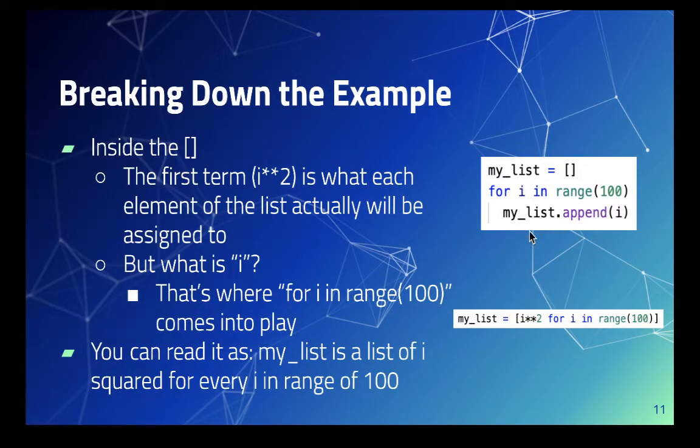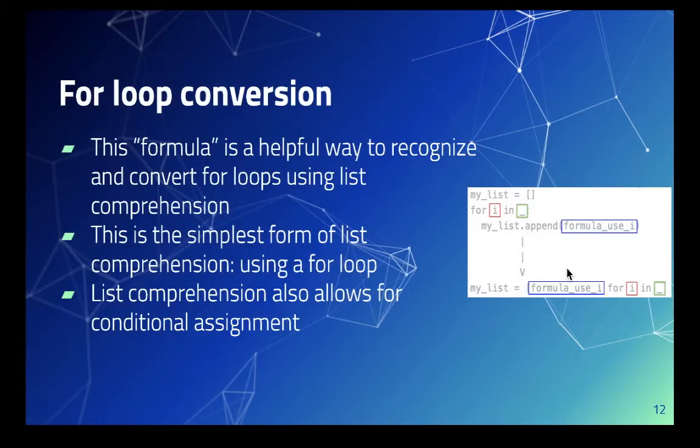Okay, so like I said, the i squared corresponds to what we put here. Typo, this should have said i squared, whatever. And then we do for i in range of 100, which maps exactly to the second line. For i in range 100 maps to the same for i in range 100. This is how these two map together. And this is a general formula, if you will, that you can use to convert between a normal for loop to something like this.